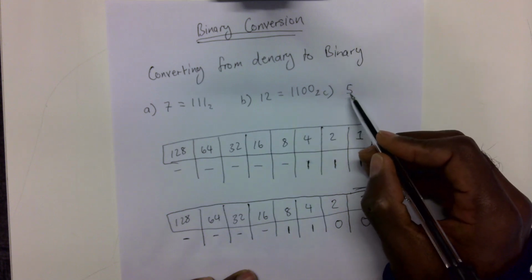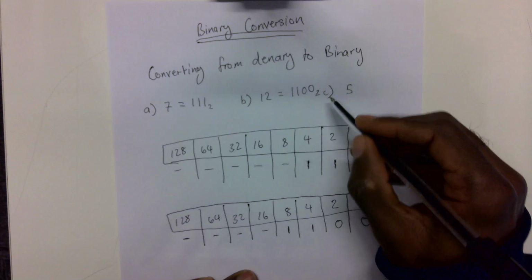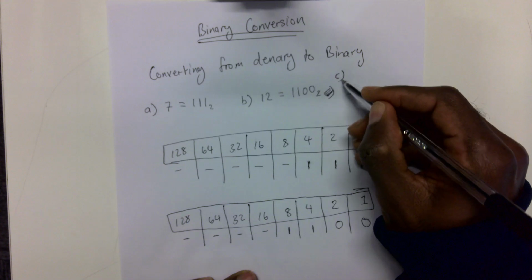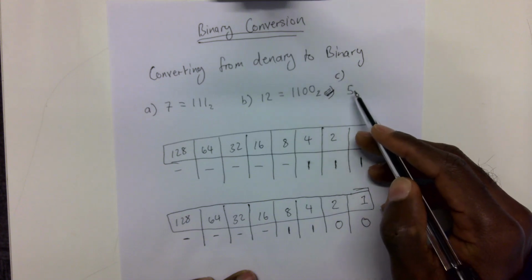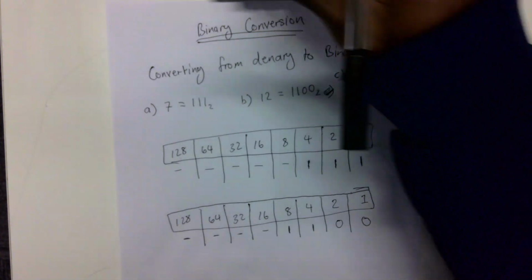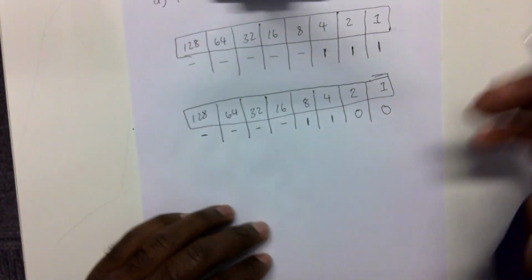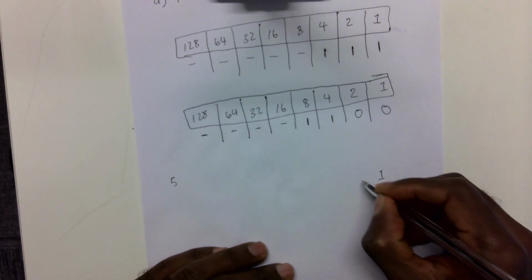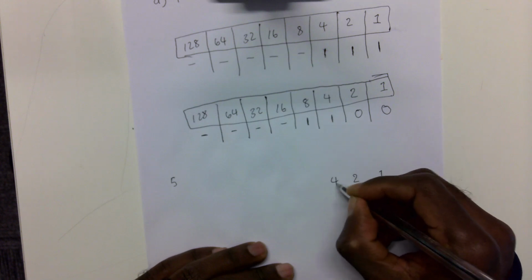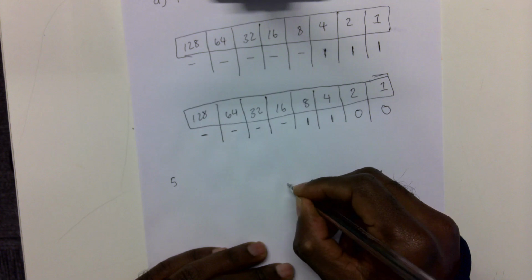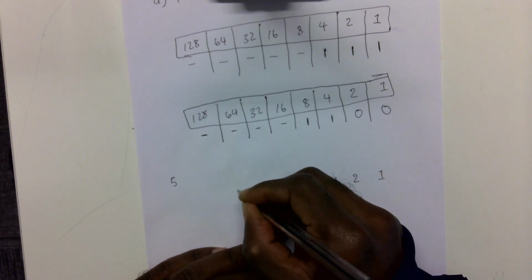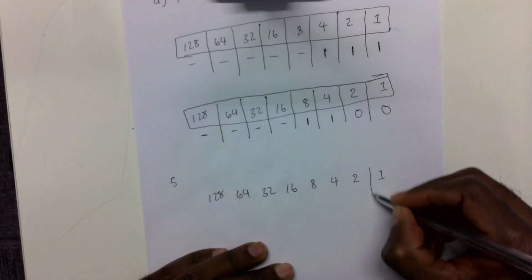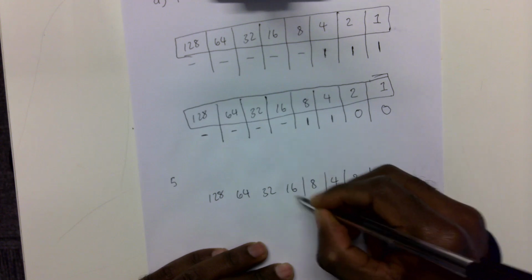Alright, the next number we're going to convert is 5. So again, the number we're converting is 5. We start with our table: 1, 2, 4, 8, 16, 32, 64, 128. So I'm just drawing my line.